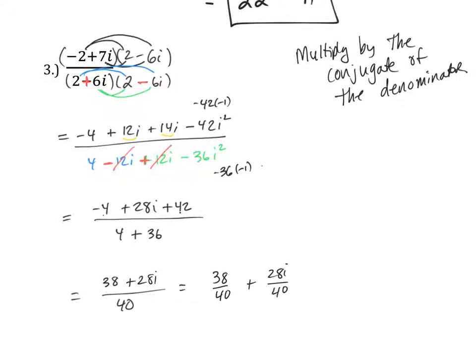And now I just need to simplify my numbers. Both 38 and 40 are even, so I'm just going to divide both by 2, and I get 19/20. And then both 28 and 40 are divisible by 4. 28 divided by 4 is 7, and 40 divided by 4 is 10. So that would be my final answer for that one. And that's done.